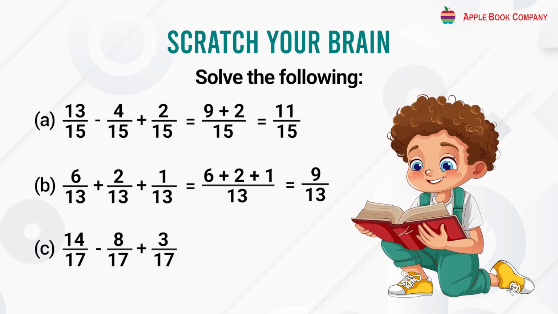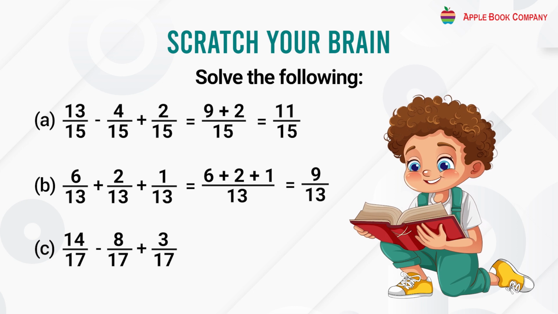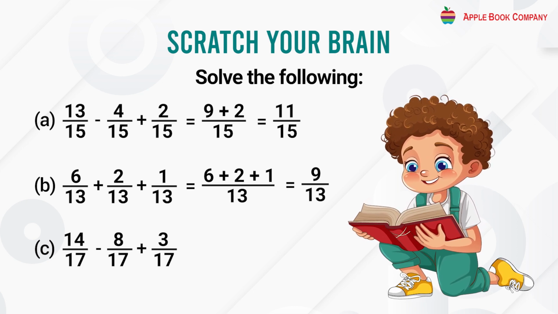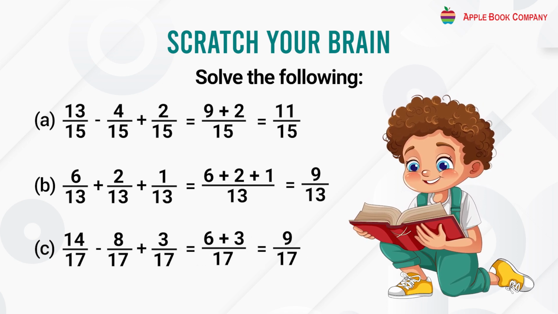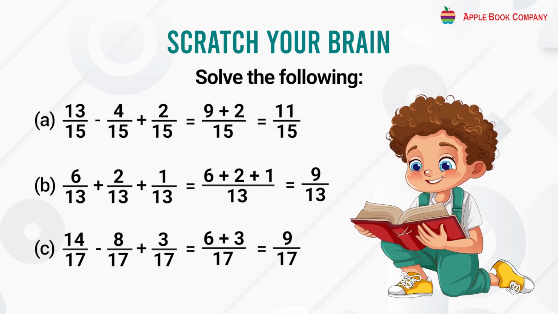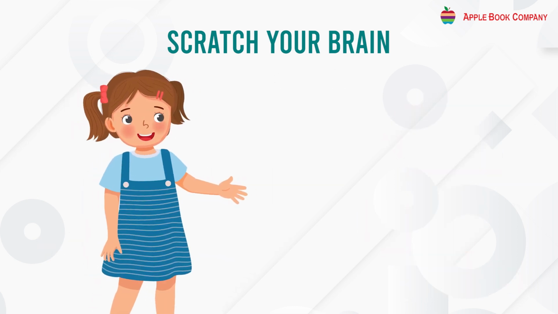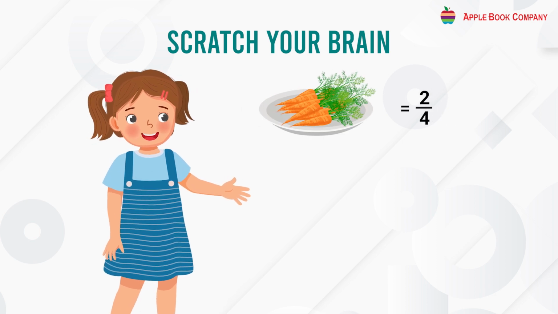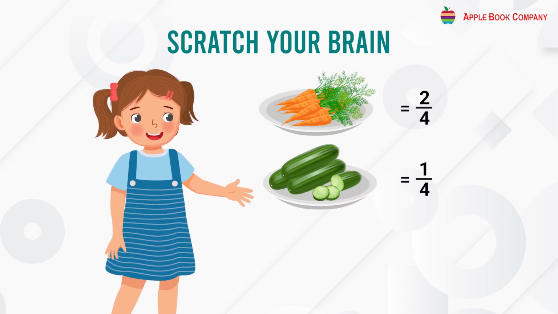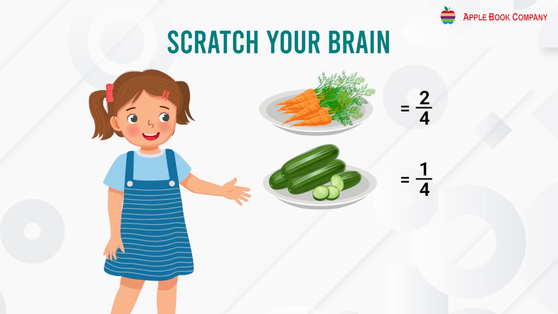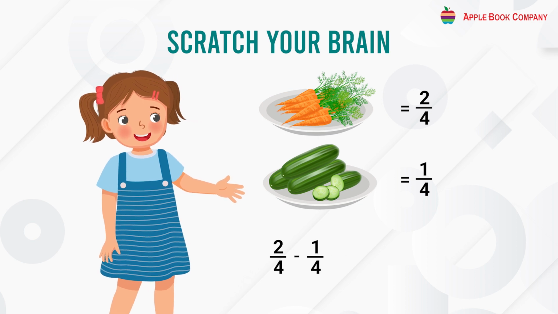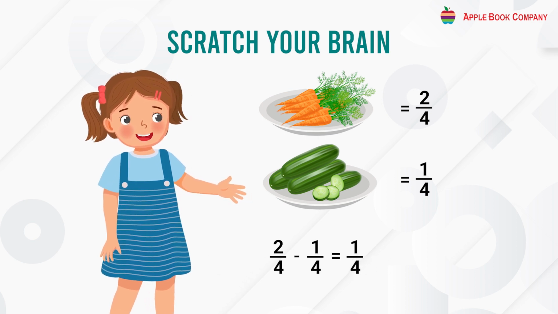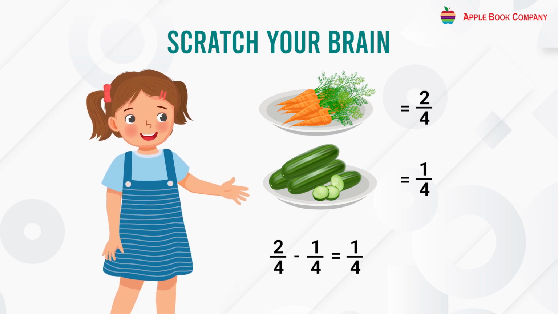Problem number C. 14 by 17 minus 8 by 17 plus 3 by 17. Subtract 14 minus 8. That gives you 6 plus 3. It gives you 9. The answer is 9 by 17. Next question number 3. Arpita bought 2 by 4 of a kilogram of carrots and 1 by 4 of a kilogram of cucumber. How much more did carrots weigh than the cucumber? So to know how much more carrots weigh than cucumber, you need to subtract 2 by 4 minus 1 by 4. So the answer is 1 by 4 of a kilogram carrots weigh more than the cucumber.